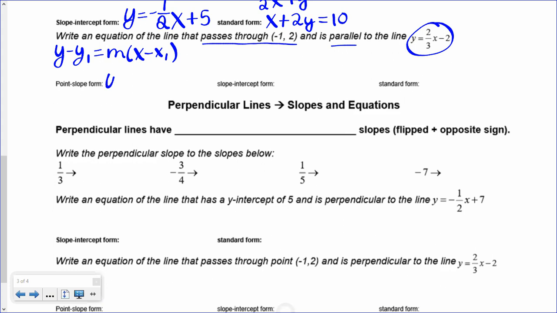So I have y minus what? 2. That 2 comes from the points. If you want to label it, you can. The x and the y values from the point. What would the slope be if I want this to be parallel? 2/3. It needs to stay the same. And then x plus 1. Because the x value is negative, when you subtract a negative number, a double negative becomes a positive, right? So this is the point slope form.